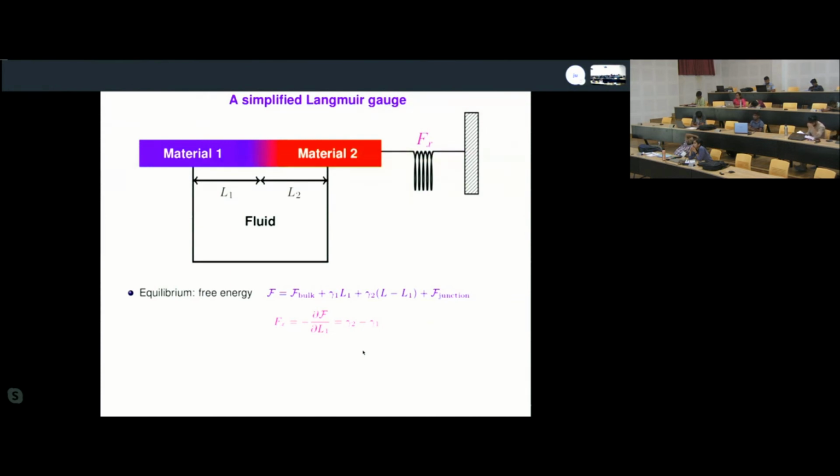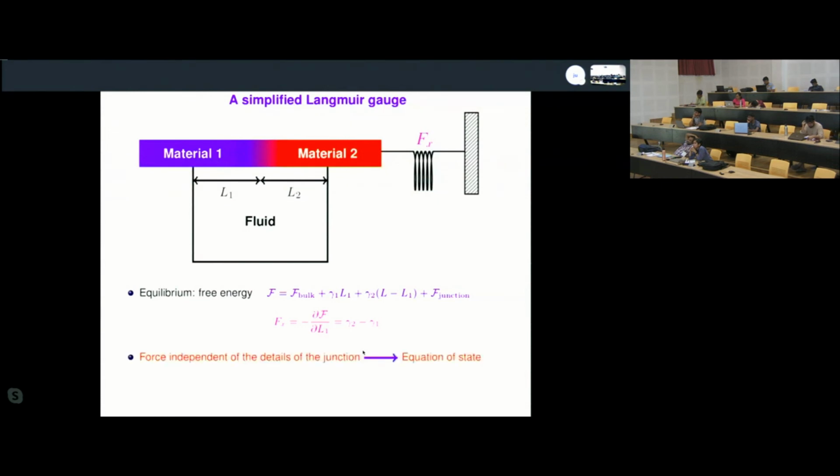This is just saying that if I move a little bit my wall leftward or rightward, the interaction between the fluid and the junction doesn't change. The bulk free energy of the system doesn't change. The only thing I've changed are the lengths of contact between material 1 and fluid, material 2 and fluid. These are related to the surface tension. If material 2 is pulling stronger on the fluid, essentially what will happen is that the system will move to the right. If it's material 1, the system will move to the left, and that's why Fx is simply gamma 2 minus gamma 1.